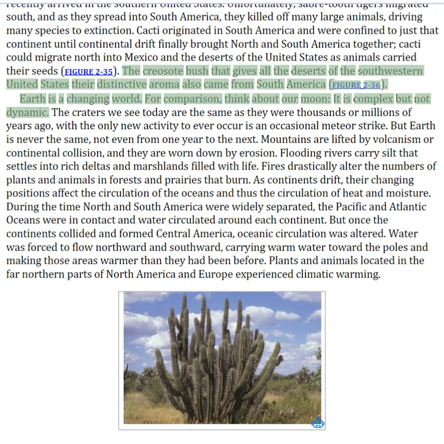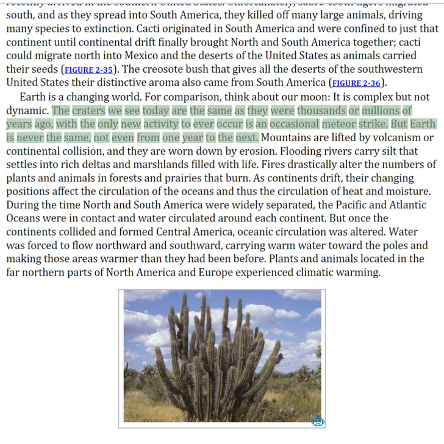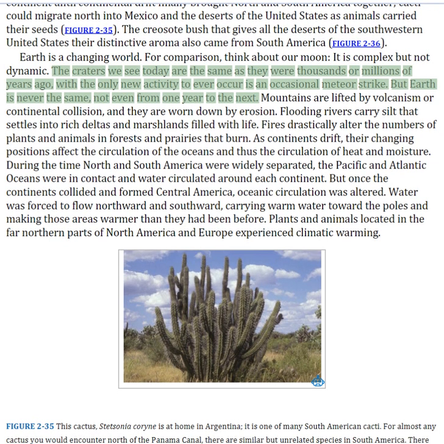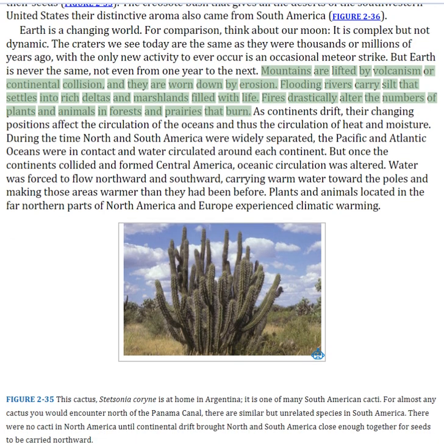For comparison, think about our moon. It is complex but not dynamic. The craters we see today are the same as they were thousands or millions of years ago, with the only new activity to ever occur is an occasional meteor strike. But Earth is never the same, not even from one year to the next. Mountains are lifted by volcanism or continental collision, and they are worn down by erosion. Flooding rivers carry silt that settles into rich deltas and marshlands filled with life.